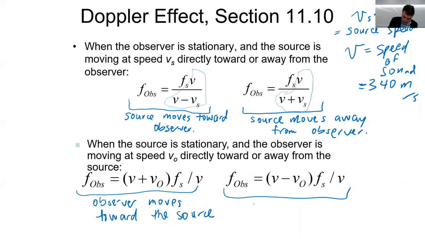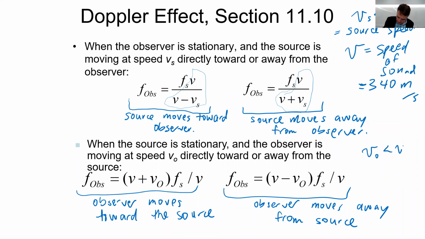And this is when the observer, this is V minus V0, moves away from the source. I'm not going to derive these equations, but they're pretty easy to derive geometrically. And they are slightly different, just because of what's going on here. Again, V0, which is less than V, equals the observer speed.